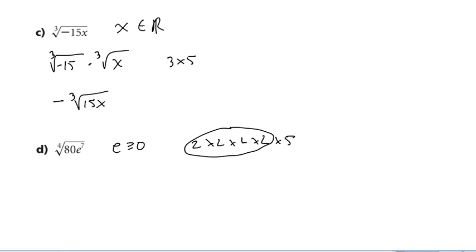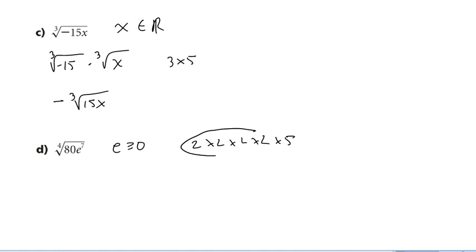Oh, sorry. I missed a 2 there. 2 times 2 times 2 times 2 times 2 times 5. Or is it? No. No, it's going to be 8 times 10. Yeah, sorry. I did it right the first time.